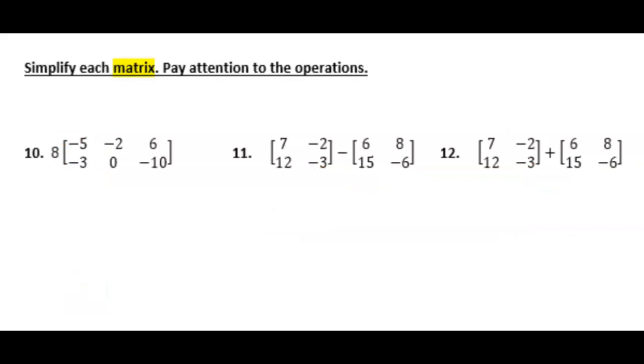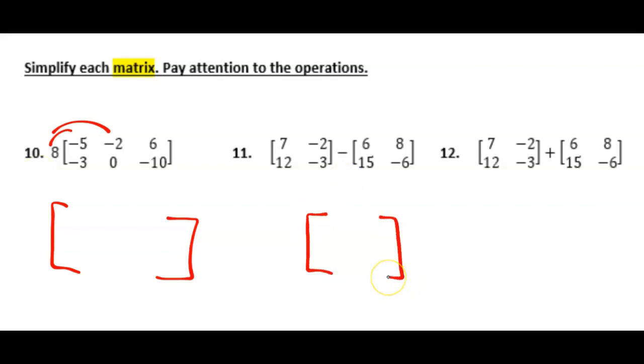Now, what about matrices? Okay, this first matrix, I just need to distribute that in. So what's your answer going to be? It's going to be the same size as my original problem. Here, when I'm subtracting, I'm still going to get the same size matrix. But how am I going to get this piece? Well, 7 minus 6. What's 7 minus 6? It's 1. How am I going to get this piece here? 8 times negative 5 is negative 40.